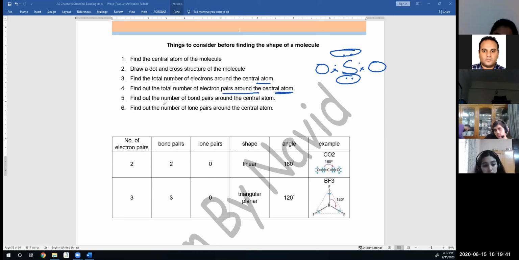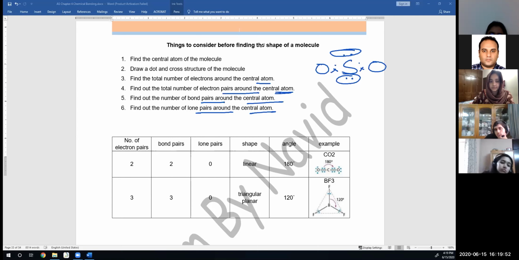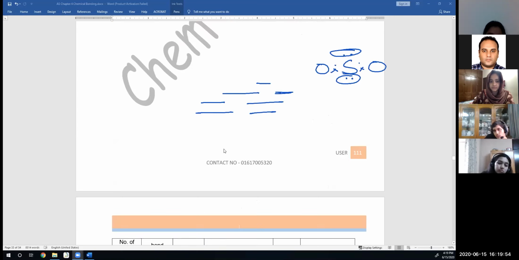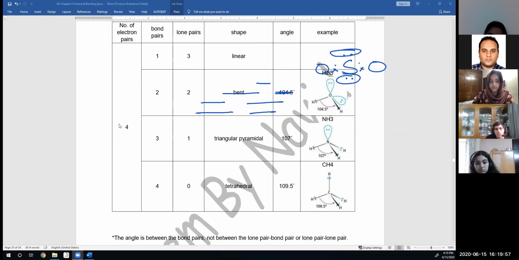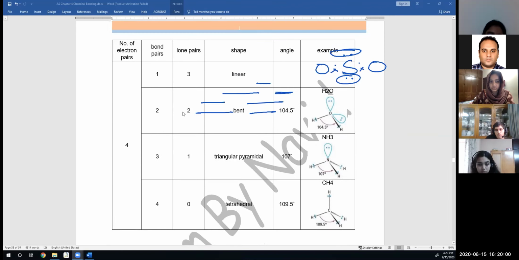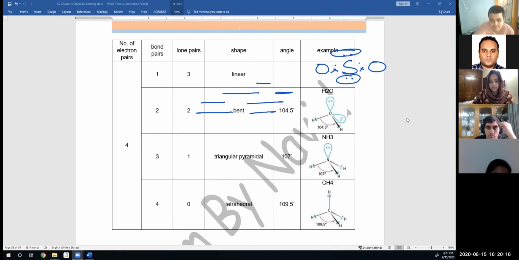Number five, find out the number of bond pairs around the central atom. Two. Find out the number of lone pairs around the central atom. Two. Okay, you have all found them now, now see the magic. Total number of electron pairs 4, number of bond pairs 2, number of lone pairs 2. Then what will the shape be? Bent. What will the angle be? 104.5. Our example, sulfur dioxide, will have a shape like water. Water. Okay? Yes sir.